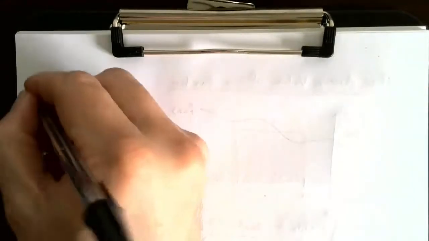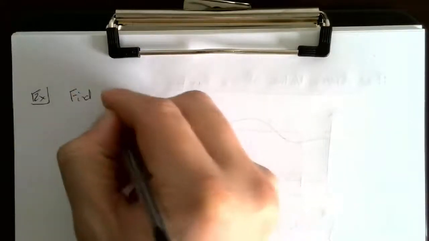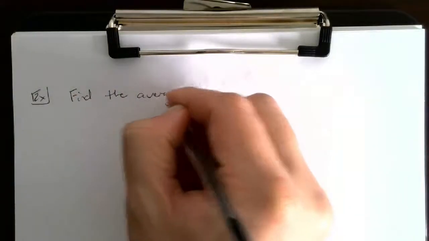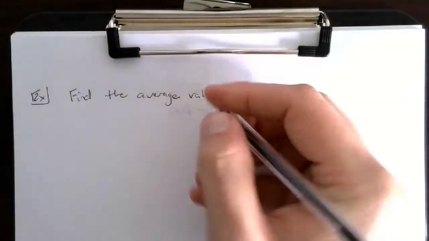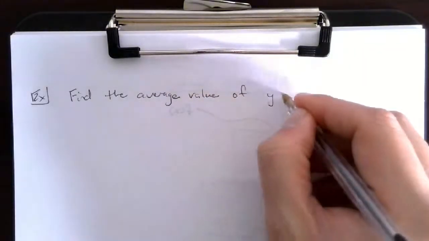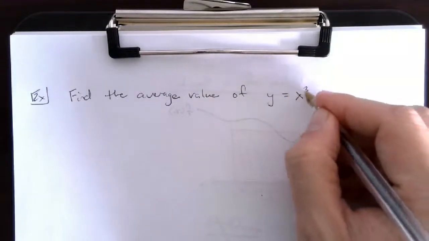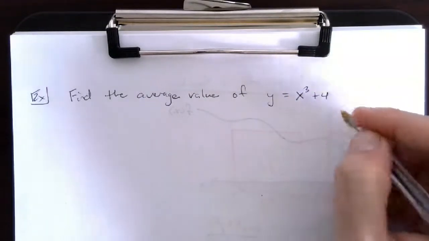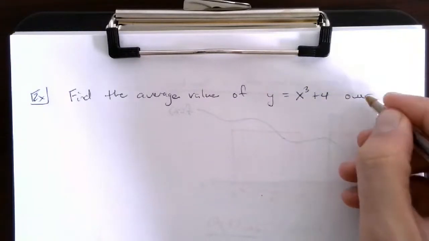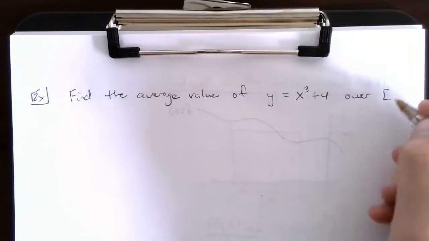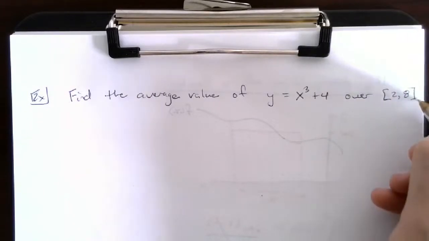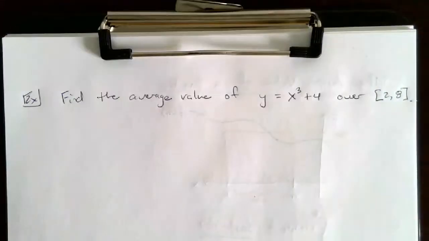So if I were to say, in this example here, if I said find the average value of y equals x cubed plus 4 over the interval from 2 to 8, right? Closed interval from 2 to 8. You don't have to graph it, you don't have to show the graph. The picture I showed earlier was just to give you an idea of what it looks like.